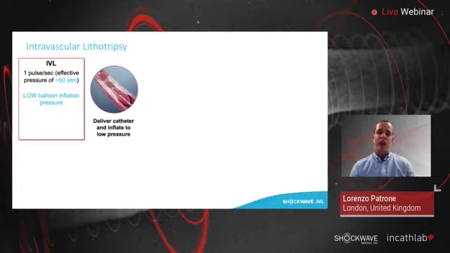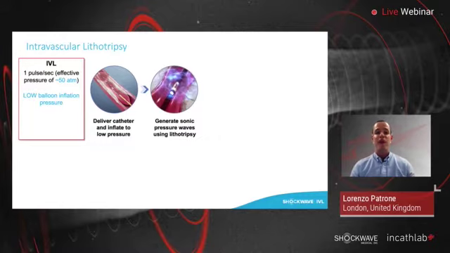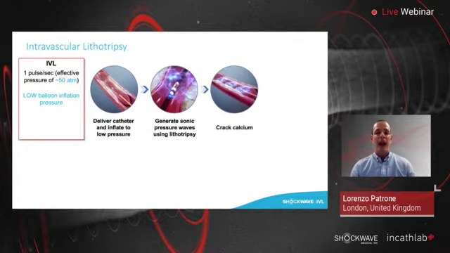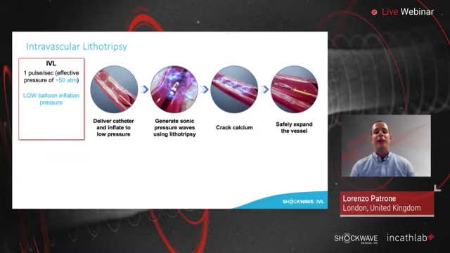We deliver the catheter like a normal balloon, inflate it to low pressure, and then push a button, which is extremely easy technically speaking. It generates sonic pressure waves, and of course it acts against the calcium. It cracks it, and at the end it safely expands the vessel.